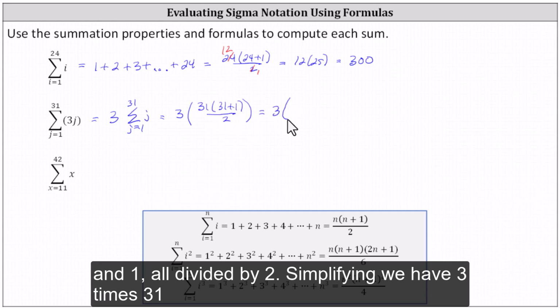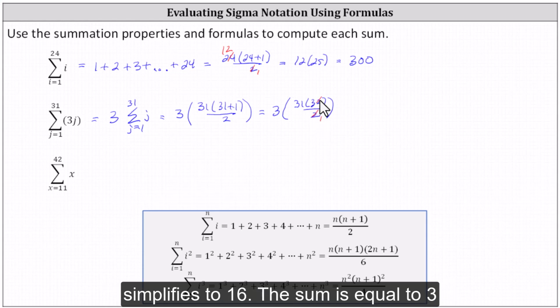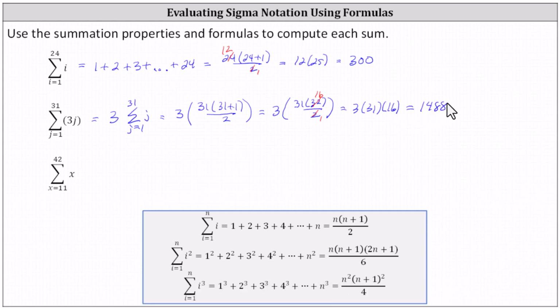Simplifying, we have 3 times 31 times 32 all divided by 2. 32 divided by 2 simplifies to 16. The sum is equal to 3 times 31 times 16, which equals 1,488.